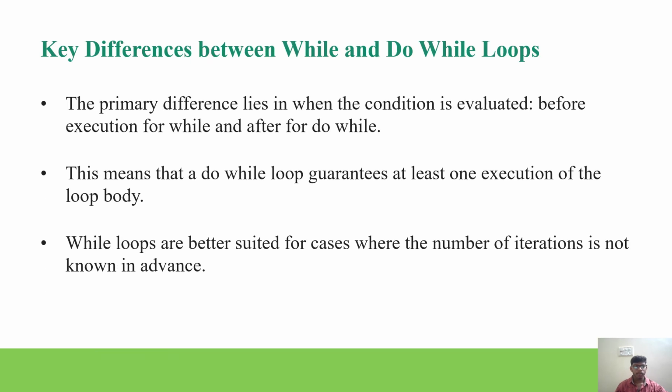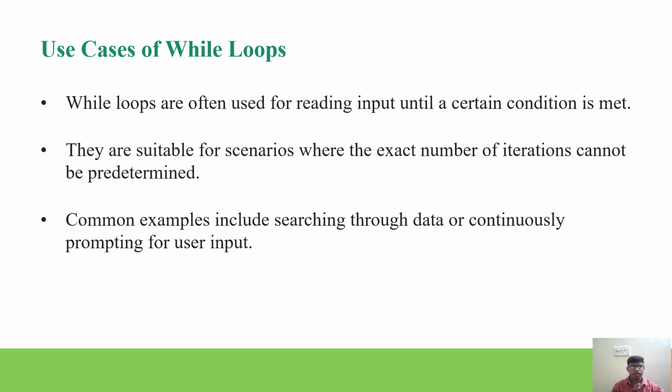Key differences between while and do while loops. The primary difference lies in when the condition is evaluated: before execution for while, and after execution for do while. It means that a do while loop guarantees at least one execution of the loop body. While loops are better suited for cases where the number of iterations is not known in advance.